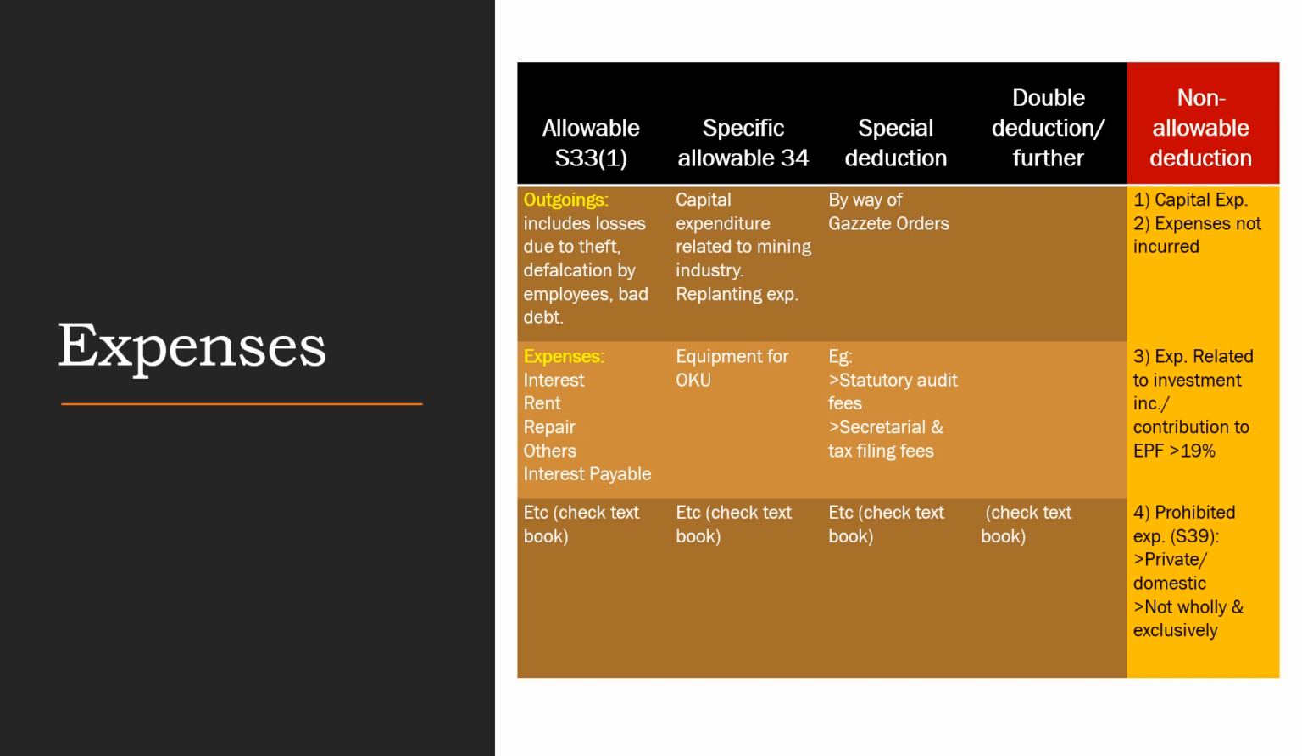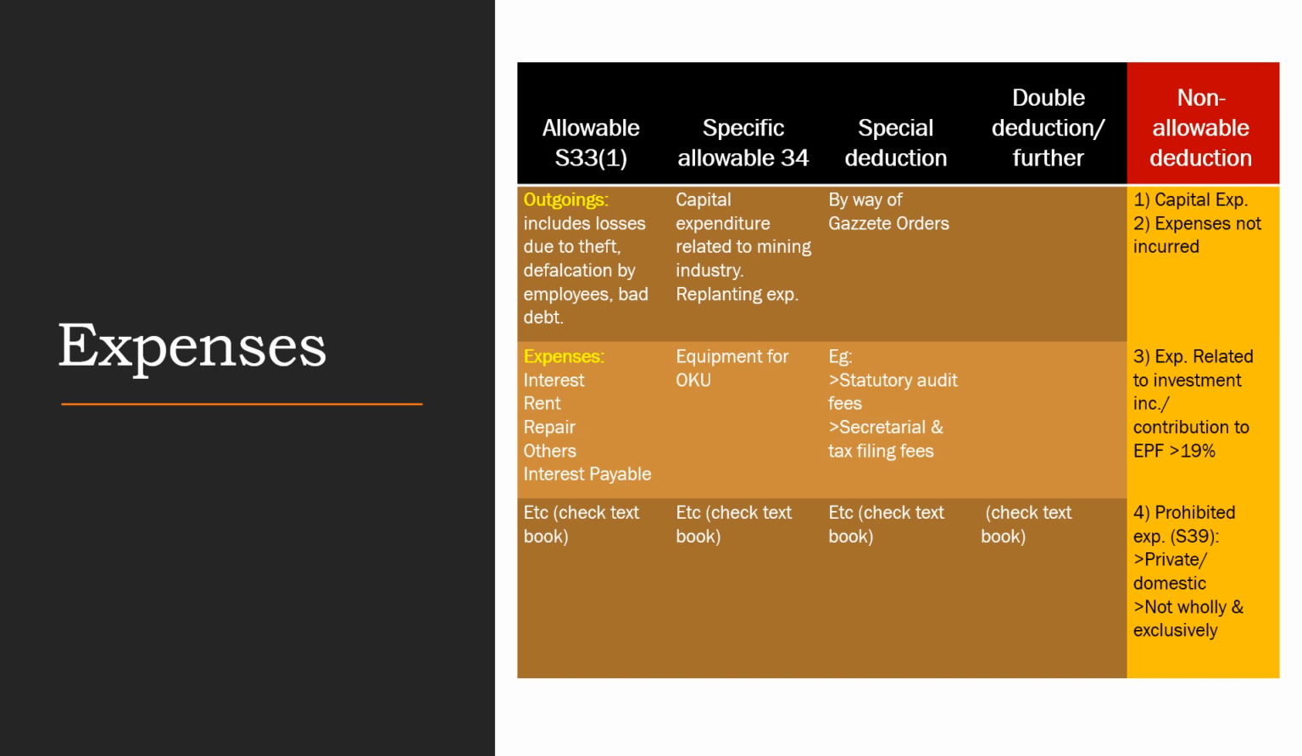So section 33(1) says that whatever expenses that are incurred wholly and exclusively, so that is the keyword. Expenses or outgoings. In section 33, it says that whatever expenses or outgoings that are wholly and exclusively to generate the income, then it is allowed.